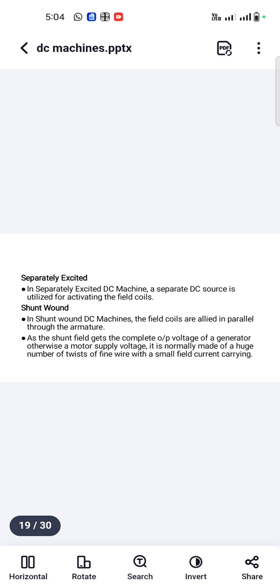In separately excited DC machines, the field winding is powered by a separate external source. That is, the field current comes from another power supply, not from the machine itself. But in a self-excited DC machine, the machine uses its own generated voltage to supply the field winding. There are three types of self-excited DC machine: shunt machine, series machine, and compound machine.